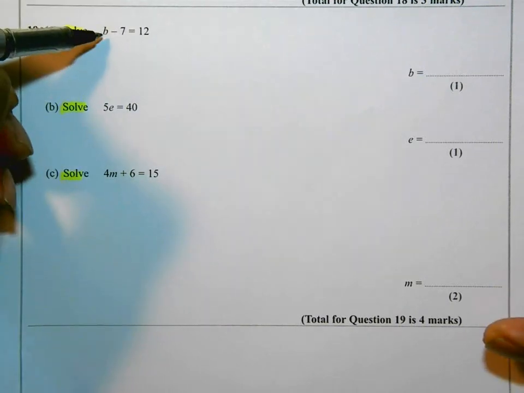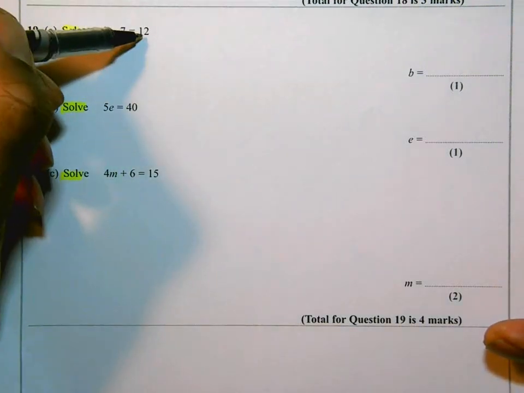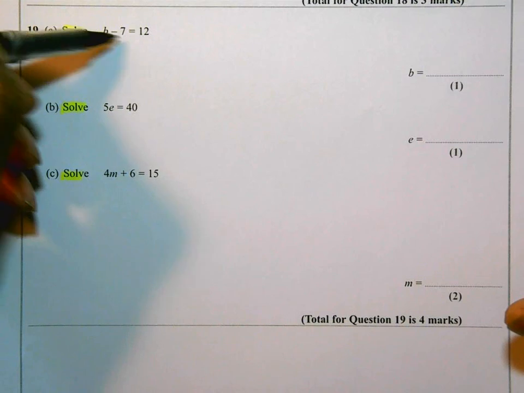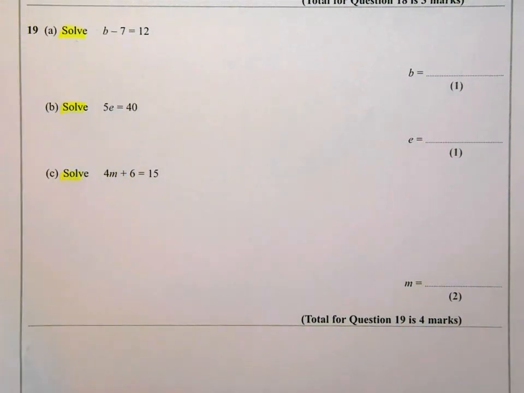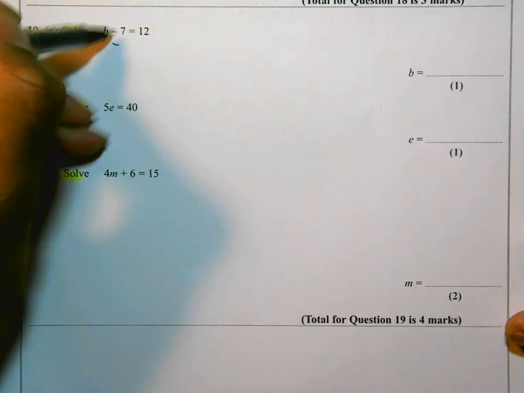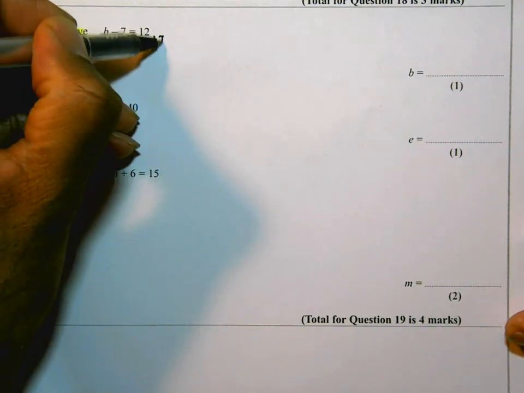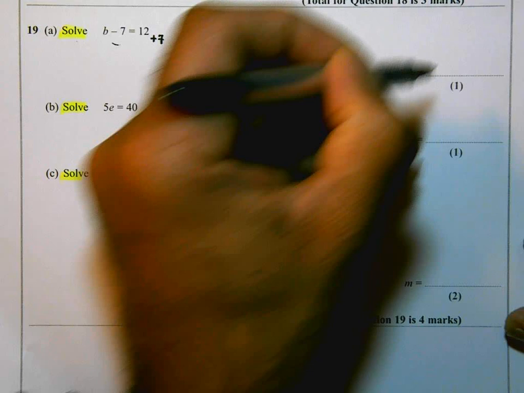So here I've got B take away 7 is equal to 12. Some number take away 7 is equal to 12. I do this by doing the opposite. What's the opposite of taking away 7? Add 7. Yep, 12 add 7 is 19.